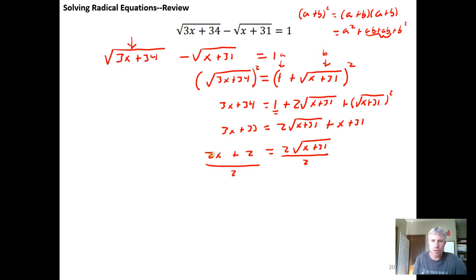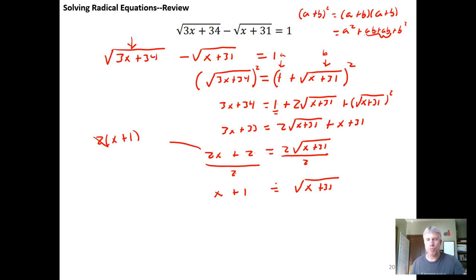And this 2 is going to go evenly into each of those 2's, so I'm going to get x plus 1. What I can recognize here is that 2 is a common factor. I can factor that 2 off. It leaves me with 2 times x plus 1. And then dividing 2 into this 2 is going to cancel and leave me with x plus 1. And that's going to leave me with the square root of x plus 31 isolated. So now I'm ready to square both sides.